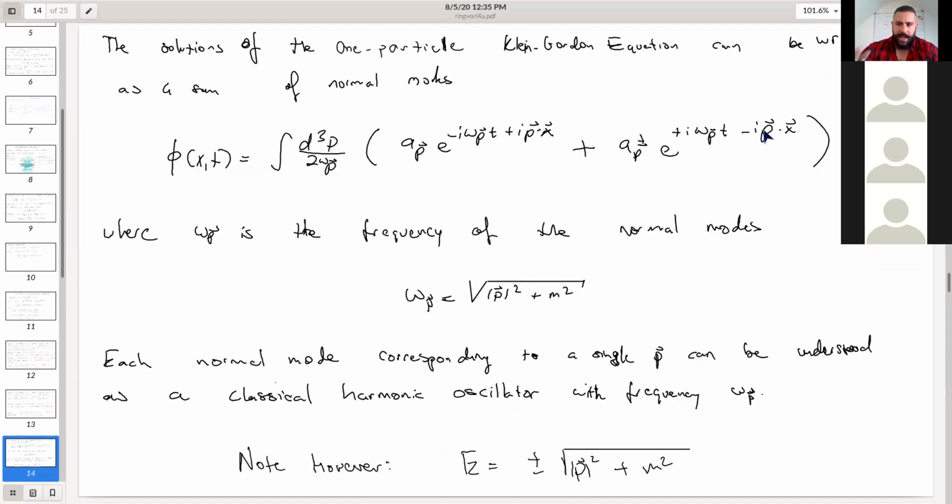Now back to the flat case. The solutions of the one-particle Klein-Gordon equation can be written as a sum of normal modes. So you have a particle annihilation operator and a particle creation operator, they call it. And here you have omega, which is the frequency of the normal mode. So you have a mode splitting, the one that you usually know from Fourier analysis and so on. And each normal mode corresponding to a single p can be understood as a classical harmonic oscillator with frequency omega_p, where, okay, the energy can be plus and minus, and what we call second quantization sort of takes care of that, but that is maybe not that important.